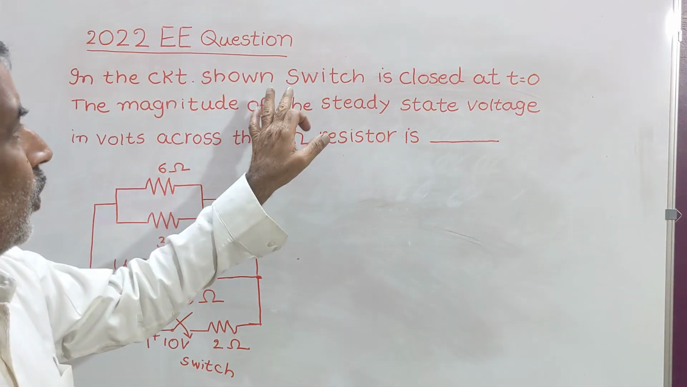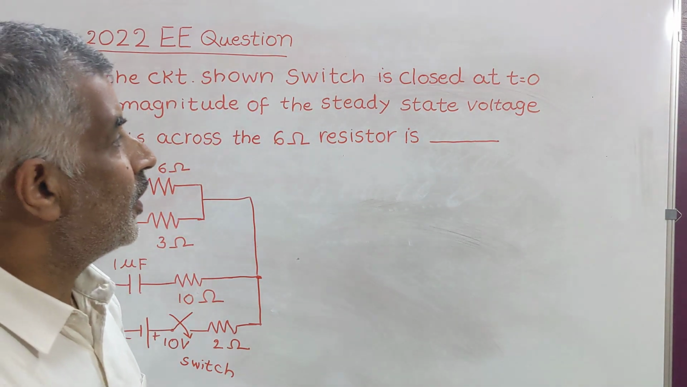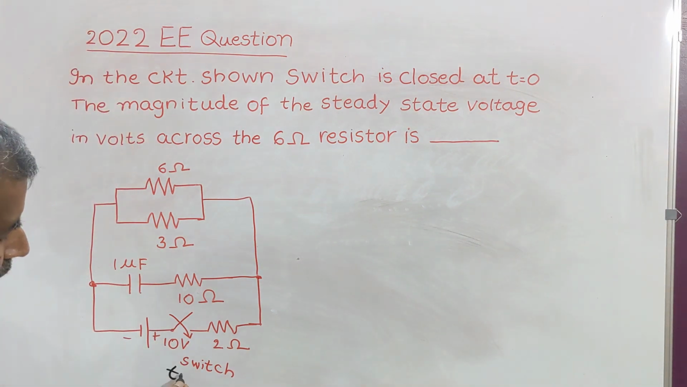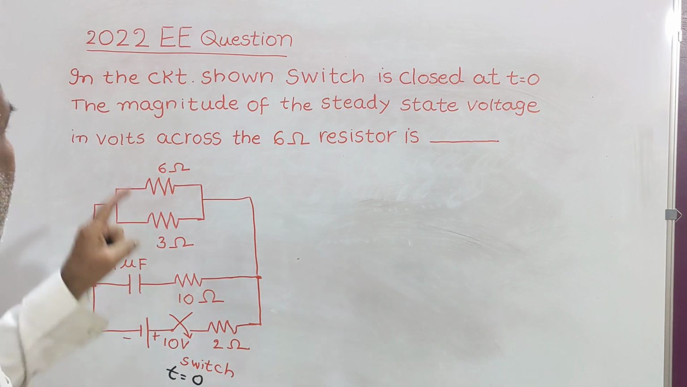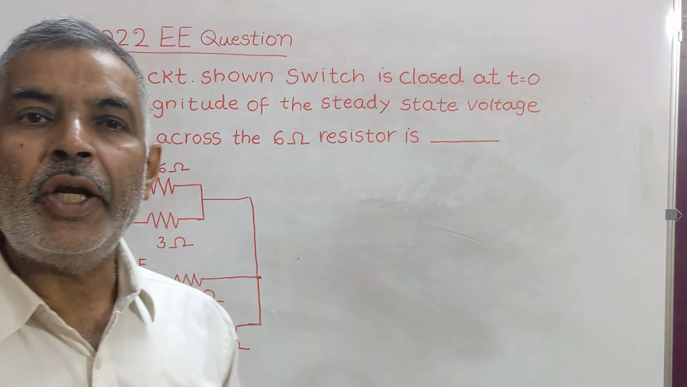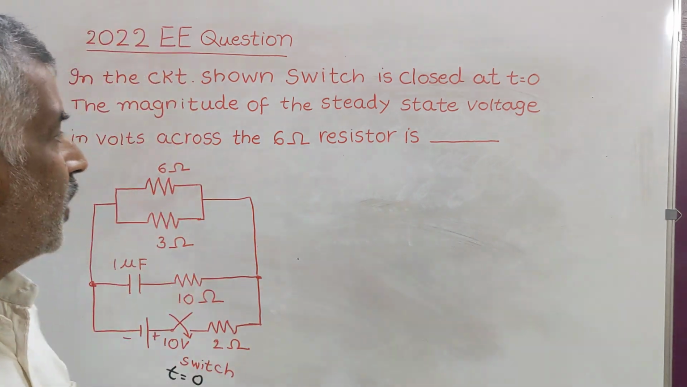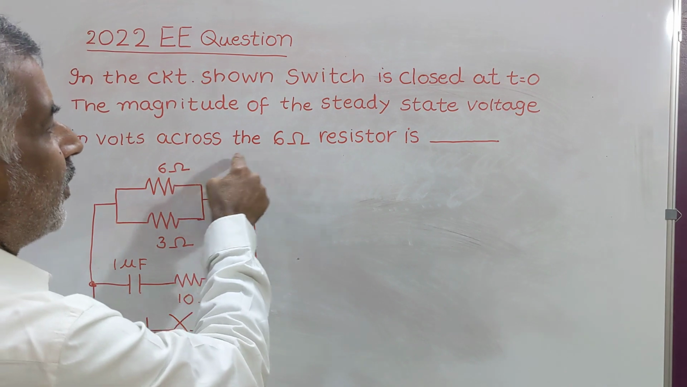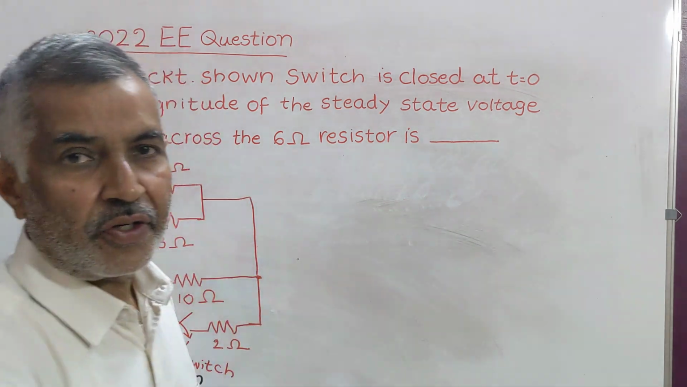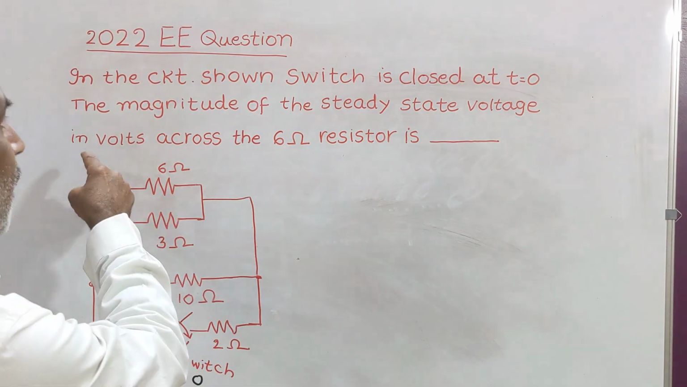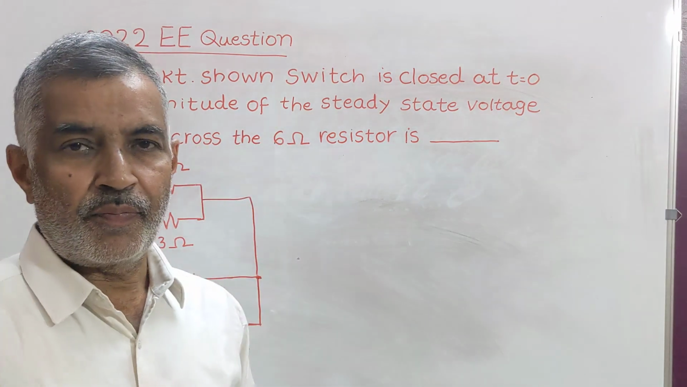In the circuit shown, the switch is closed at t equals 0. So this is the switch which is closed at t equal to 0. The magnitude of the steady state voltage, in volts, across the 6 ohm resistor is dash. 2 mark question. So this is the 6 ohm resistor, and what is the steady state voltage?